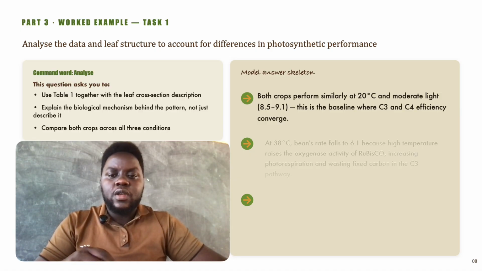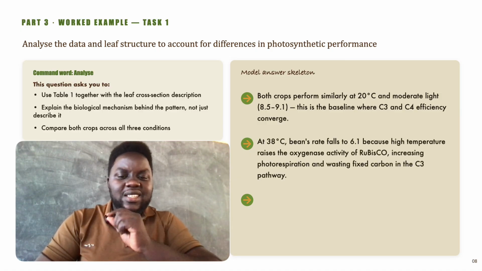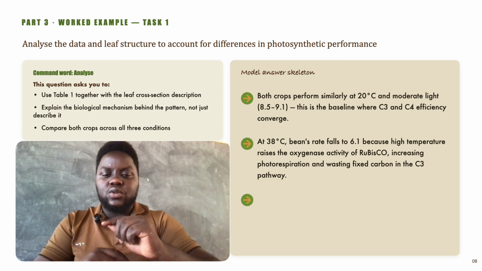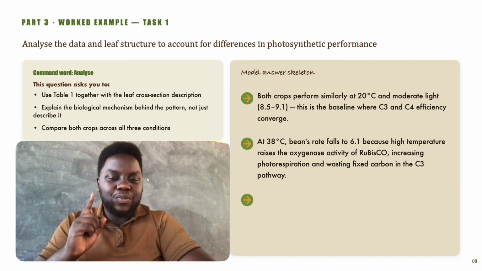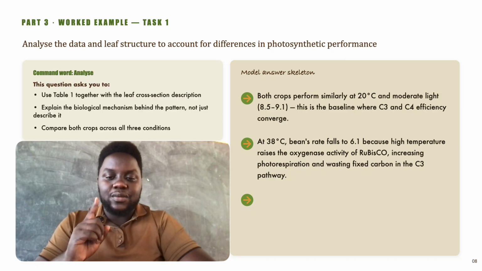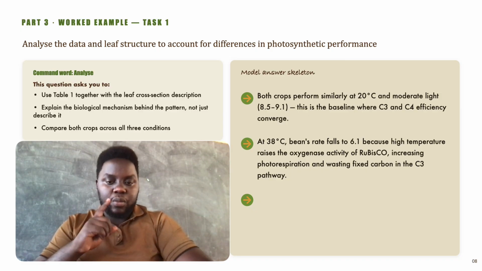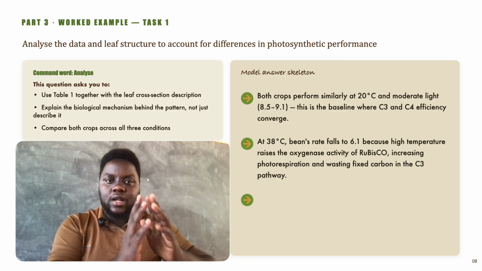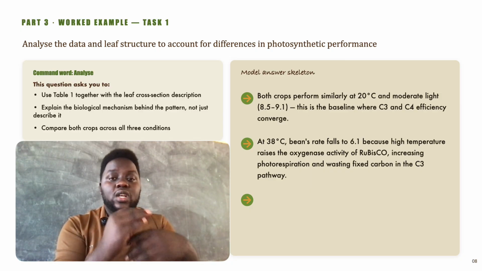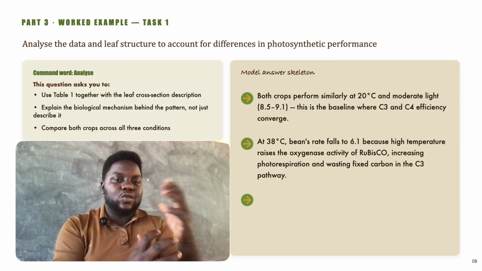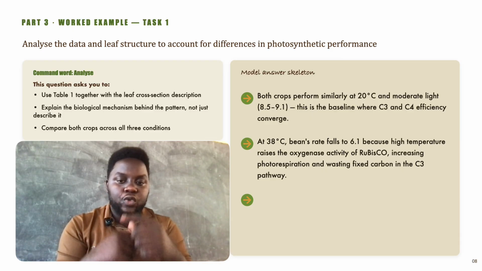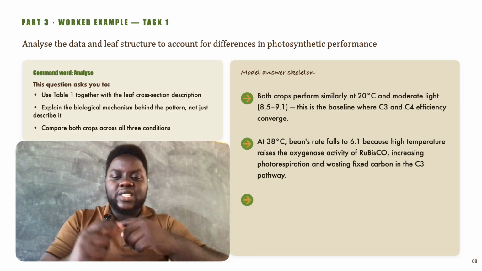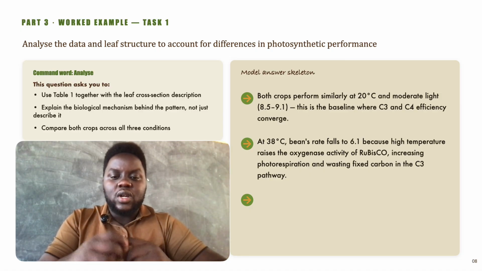Layer number 2. You are going to tell the examiner that at 38 degrees Celsius, the bean rate is going to fall to 6.1. Why? Because high temperatures raise the oxygenase activity of the enzyme Rubisco. Remember that one? Remember that Rubisco competitively has a high affinity for oxygen, and when temperatures increase, it tends to pick up oxygen instead of carbon dioxide. We are bringing it here now. So we are saying when the temperatures rise, oxygenase activity of the enzyme Rubisco increases.